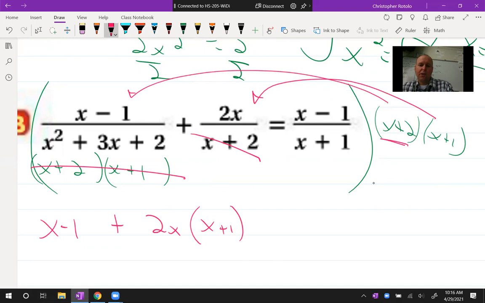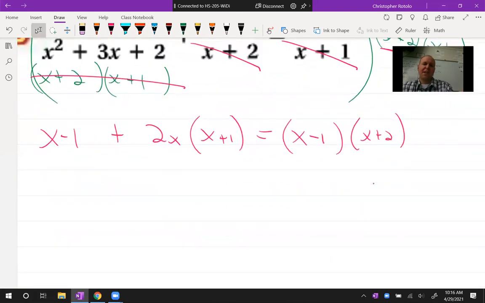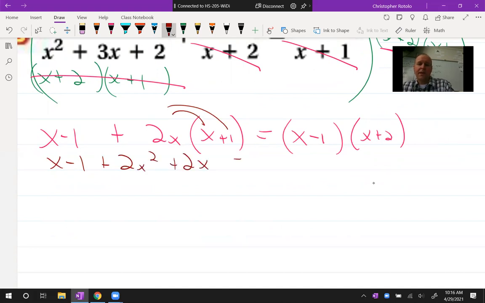Okay, if you're not sure, just write it all in, equals, and then when I distribute on the third one, the x plus 1's cancel. So I'm going to have x minus 1, because that was originally here, and I'm going to have an x plus 2. So there's a little more left this time. There's a little more work to be done, but nothing you can't do. Okay, so we got to distribute here. So x minus 1 plus 2x squared plus 2x equals, over here I have to FOIL this. X squared, I get 2x minus 1x, so that's plus x, and I have minus 2.